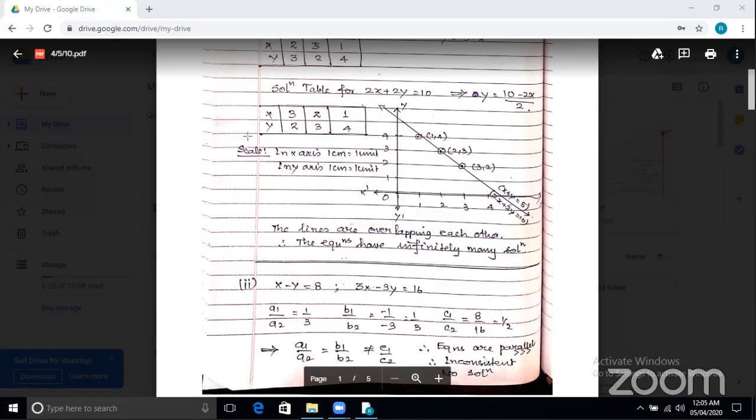Okay. Now we have drawn the table for the second equation, that is 2x plus 2y is equal to 10. Therefore, what will be the y?